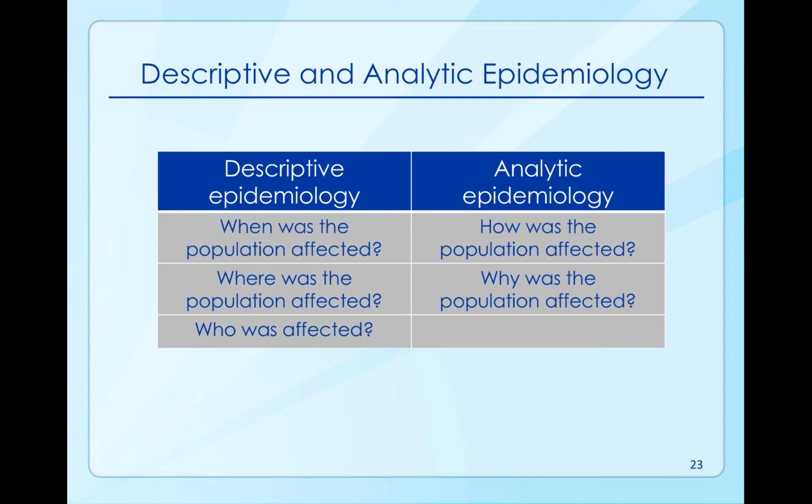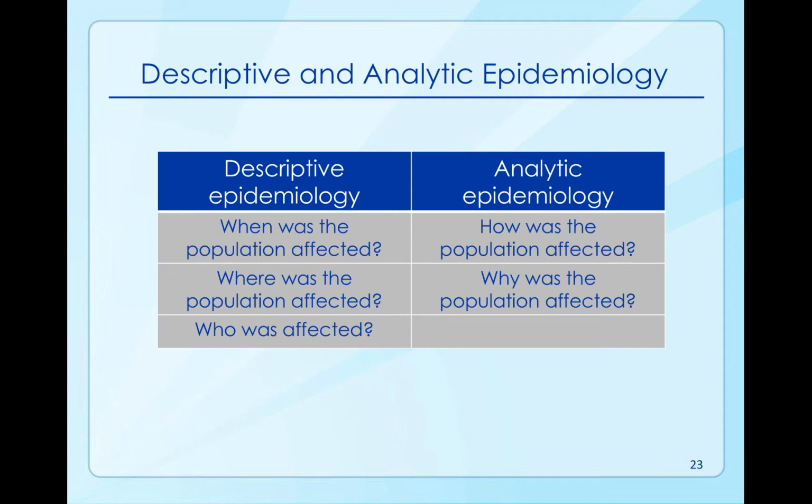To test a hypothesis, then epidemiologists have to look at an analytic method. And then they have to find out why and how the population was affected. So how was the population affected and why was that population affected? And you can kind of see this. For instance, epidemiologists are really more like detectives.